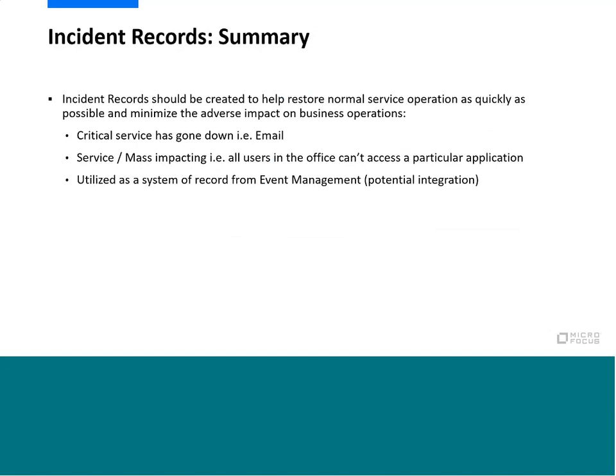Typically we see those as a critical service failure, so something like email has gone down, or is mass impacting for a large number of users. Maybe a network has gone down in a particular office location, or maybe there's a particular application that's impacted. Likewise, system of record is used from an event management system. So the record that comes in from an event management system will always be an incident record for it to then be tracked through its life cycle.